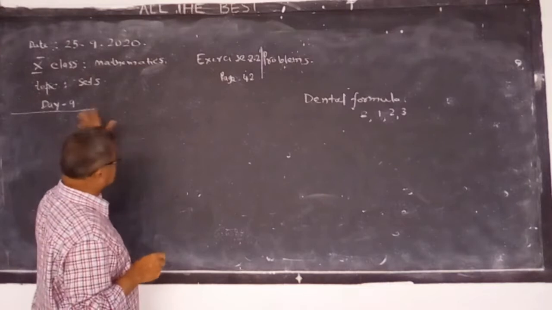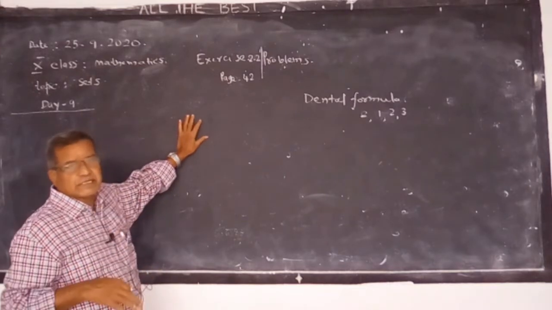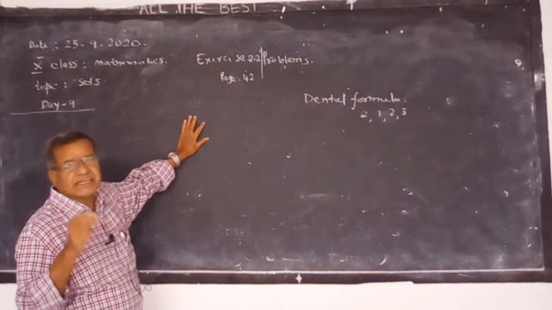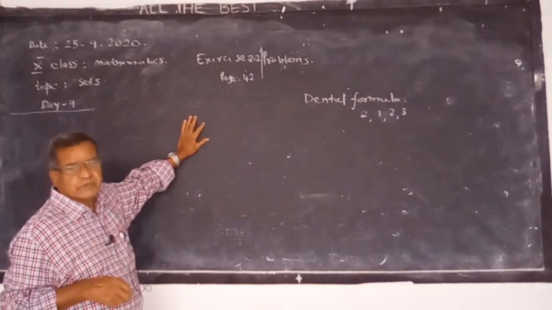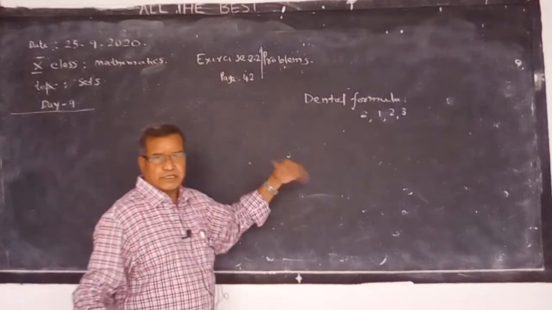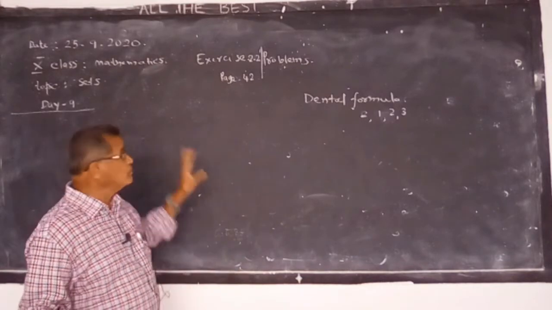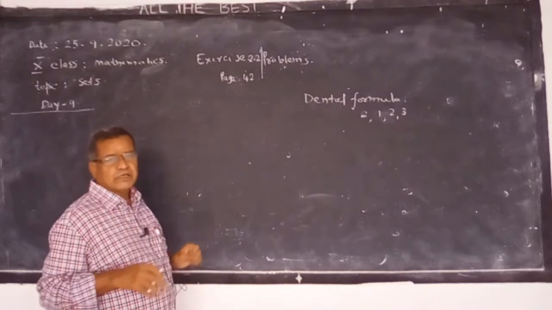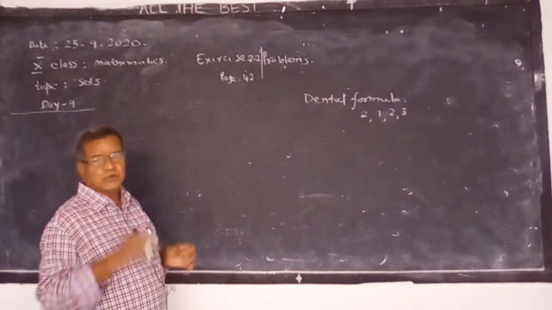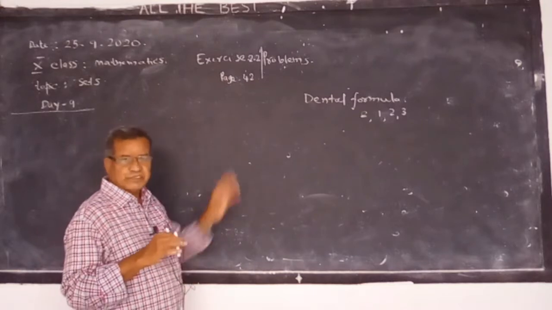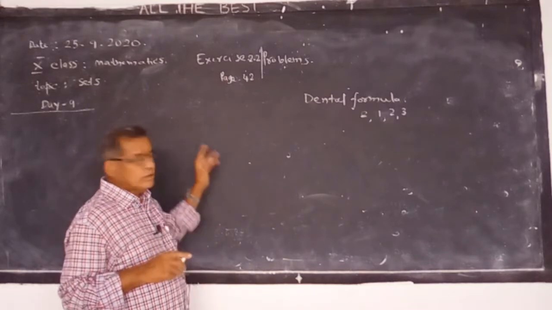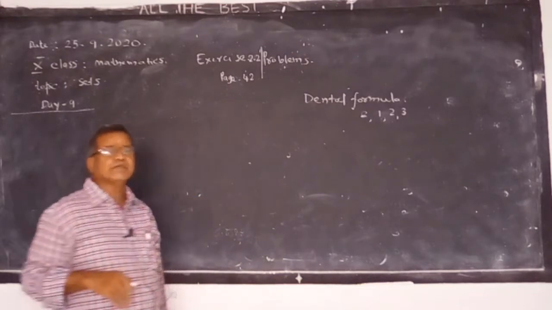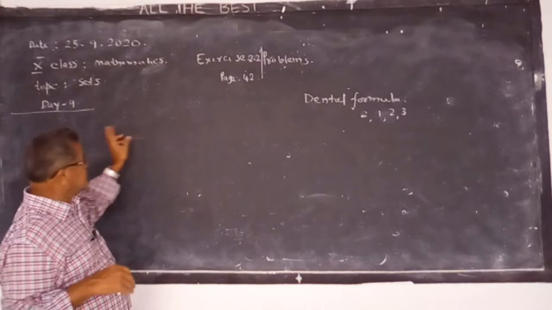The same set we express in set-builder form as x is such that x is an element, then we write the common property of the elements. In set-builder form, there are no elements, only the common property is written. By seeing the common property, we can write the elements in roster form.